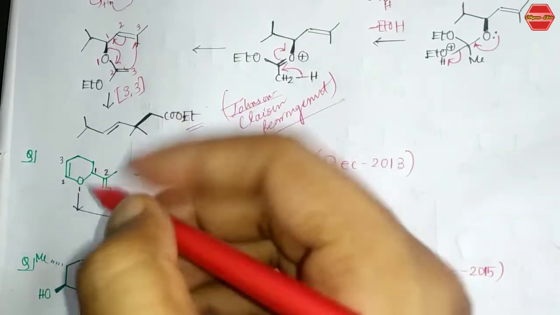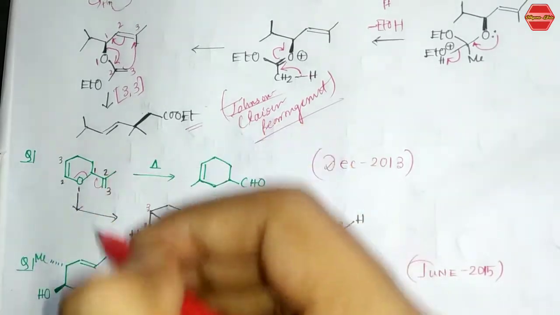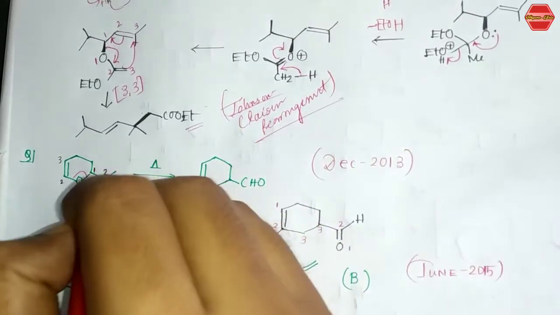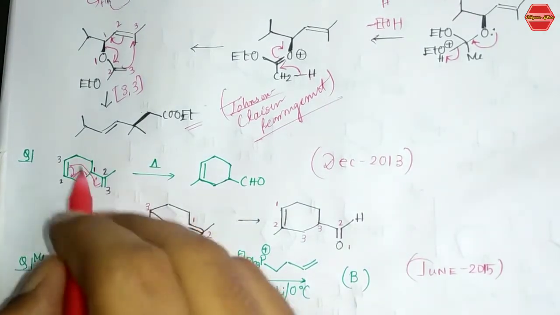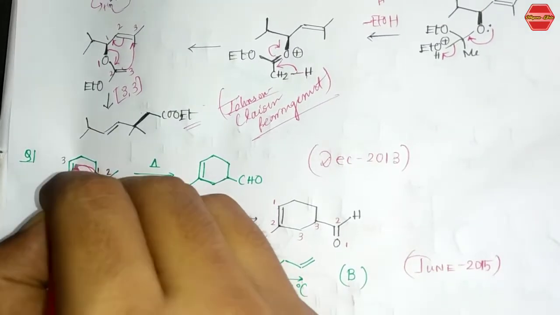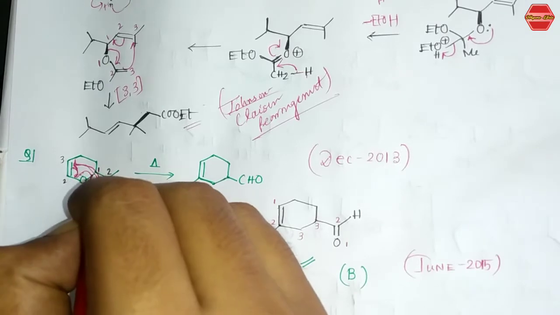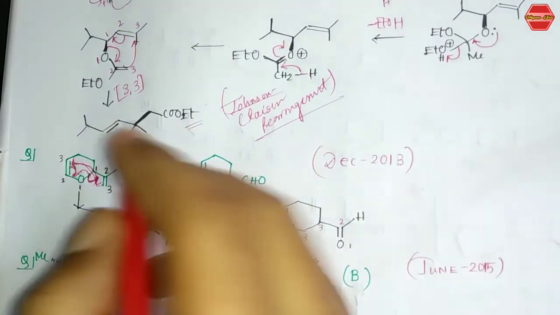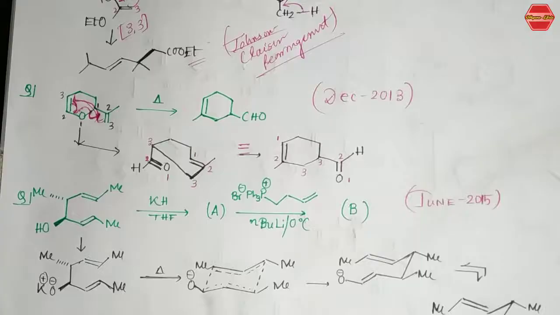and 3. Now you can easily say that these bonds directly attack over here, and these bonds go over here, right? So this is your 3,3 bond formation over here, these bonds go here and these bonds break over here, right? So this is basically the 3,3 sigmatropic rearrangement, and that is how you can get this intermediate.